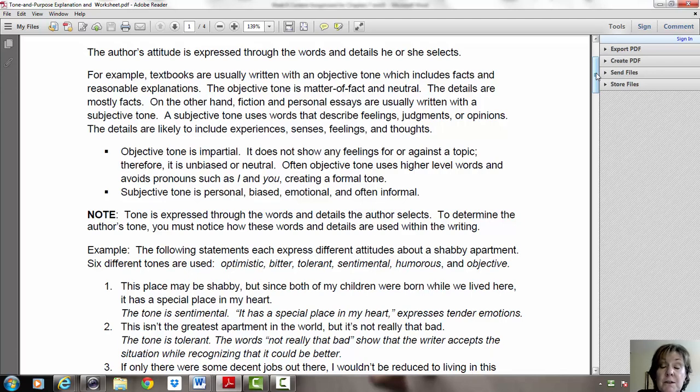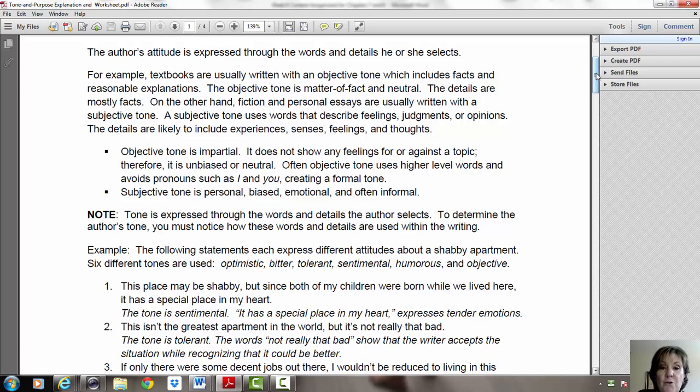An objective tone is impartial. It does not show any feelings for or against a topic. Therefore, it is unbiased or neutral. And often objective tone uses higher level words and avoids pronouns such as I and you. That creates more of a formal tone. Subjective tone, which I said is more of an emotional tone, is personal. It's biased, it's emotional, and it's often informal.